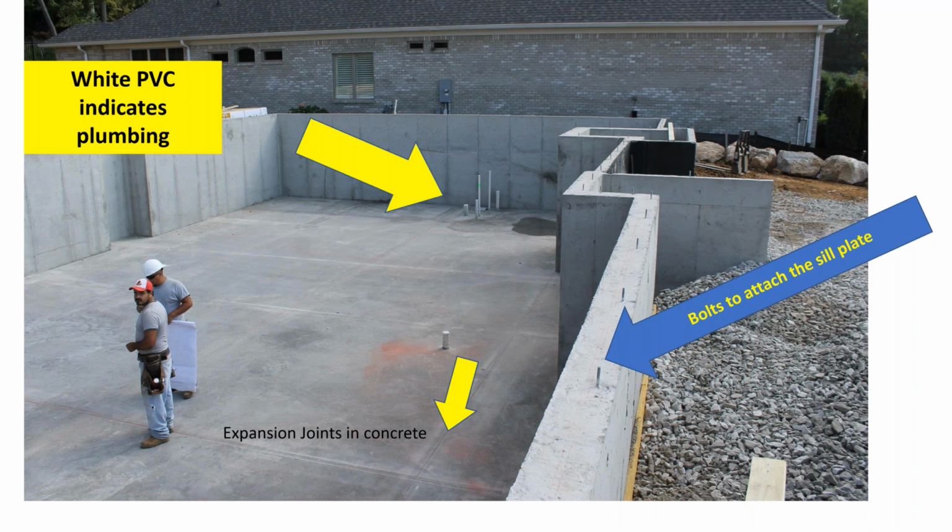The big yellow arrow at the top of the photo is showing the plumbing. Those are white PVC pipes that are coming through the ground. That's going to be future plumbing. You can see where the rebar's coming in on the blue arrow. Those are where they're going to actually secure the wooden sill plate to the foundation wall. They literally screw a nut on top of the wood to secure that sill plate, which is going to be a horizontal piece of wood that lays on top of this concrete wall, and then they build the stud walls off of that.